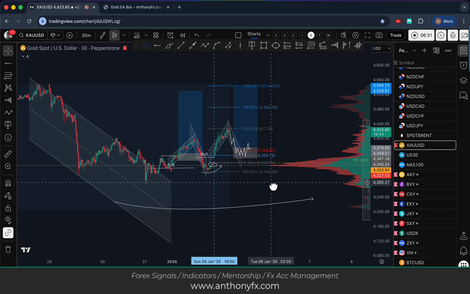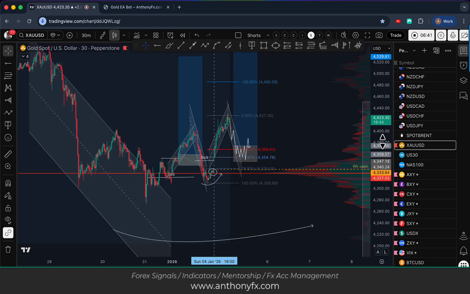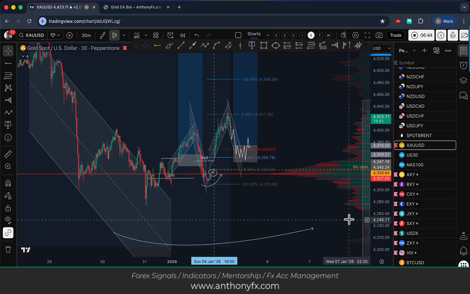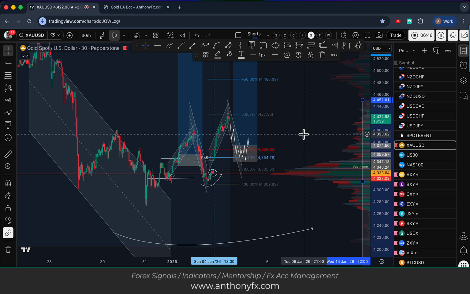No, this is really, really important. See this point of control? It's right on that, slightly under the weekly open there. It must hold above that point of control. Absolutely, 100%, it's got to hold above that.